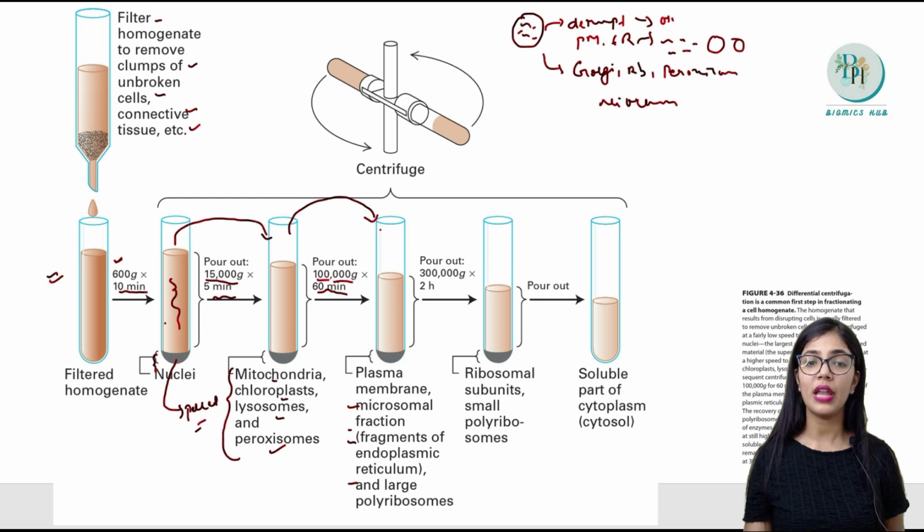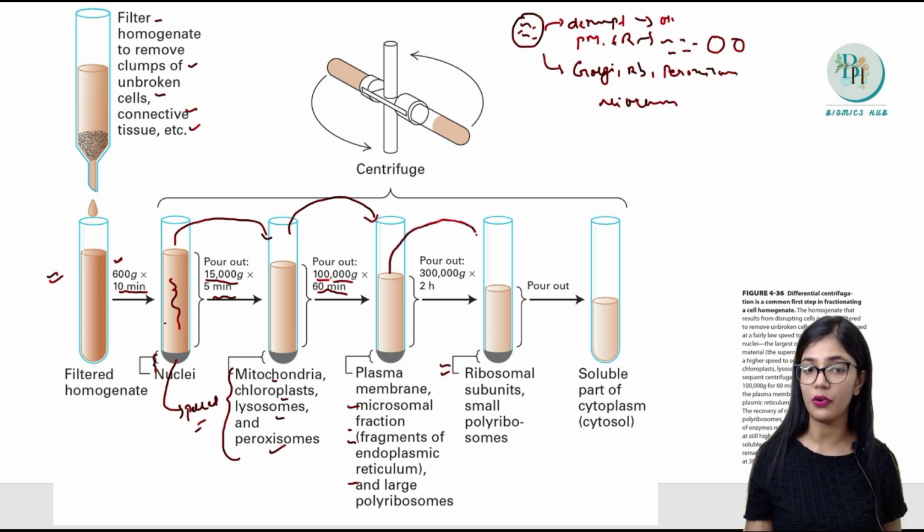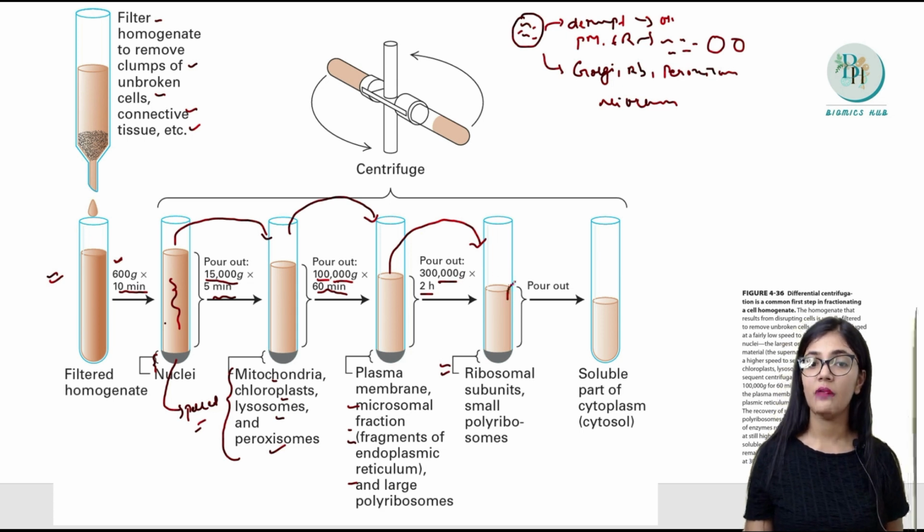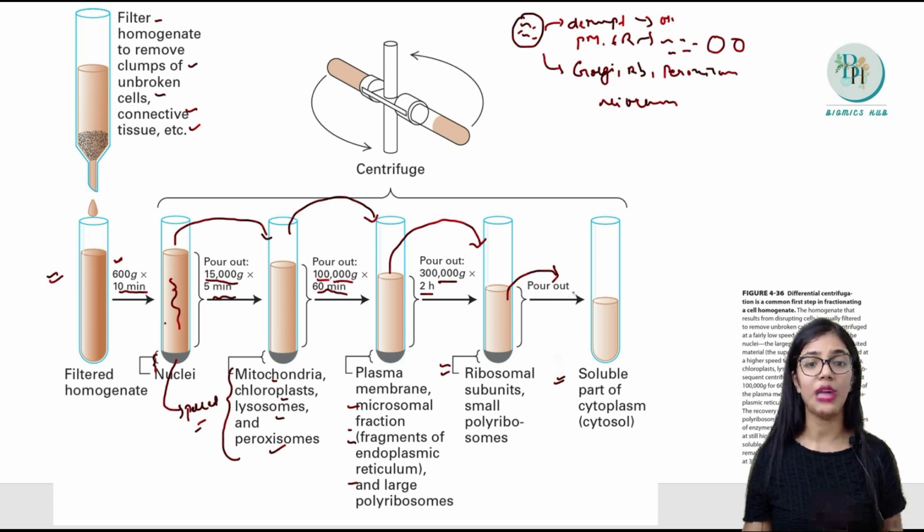Next, if we want some ribosomal subunits for our work, till now we have not got any of the ribosomes. So we have to take the solution from here into another tube and centrifuge it for 2 hours at 3 lakh G. Next, if we want only the cytoplasm, then we pour out this solution and centrifuge it. In this way we can get different types of cell organelles.